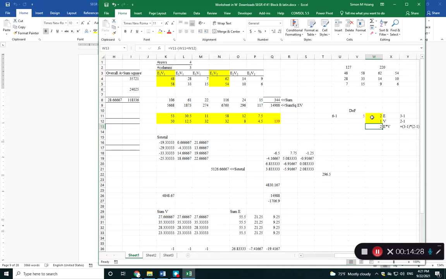There's another way to think about this, without the detailed way. Can you tell me where the interaction degrees of freedom come from? You can consider this: E is 3 minus 1, V is 2 minus 1. So 3 minus 1 times 2 minus 1 equals what? 2. So either this way or this way. Yang Ming, do you have questions? You raised your hand? No. Okay.